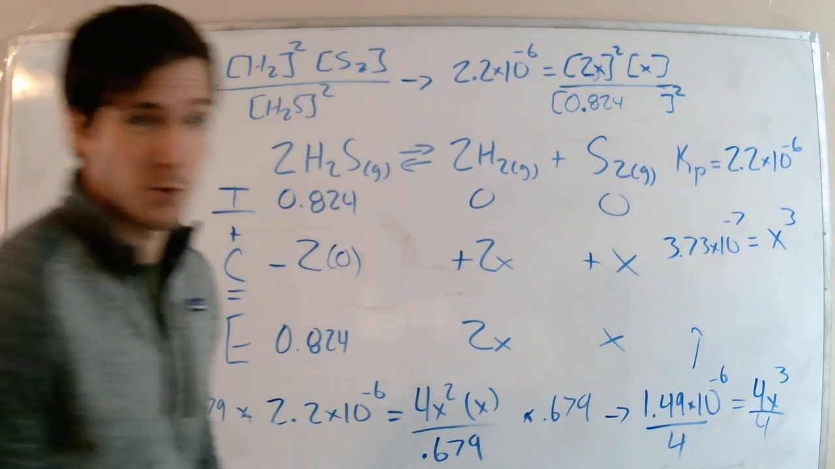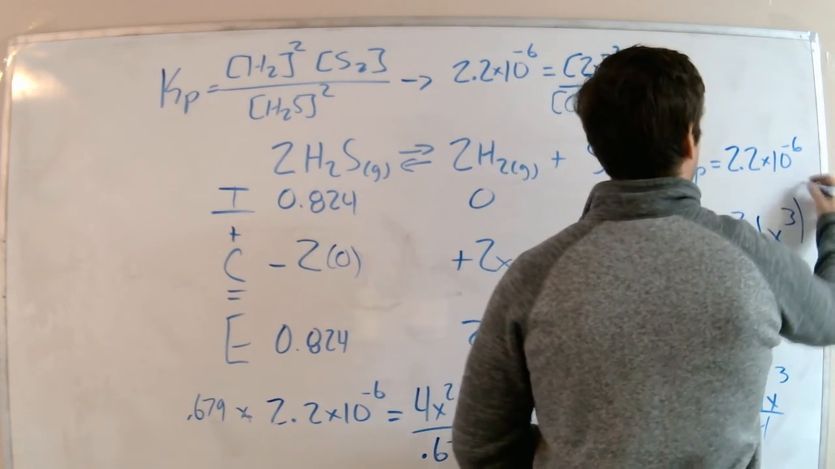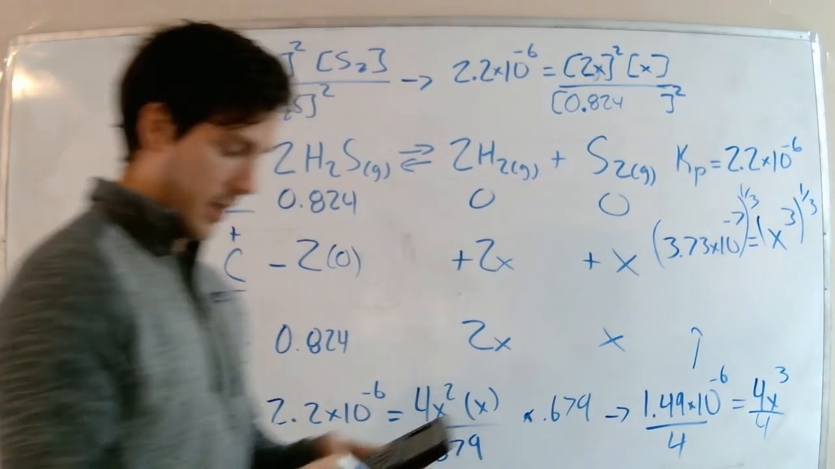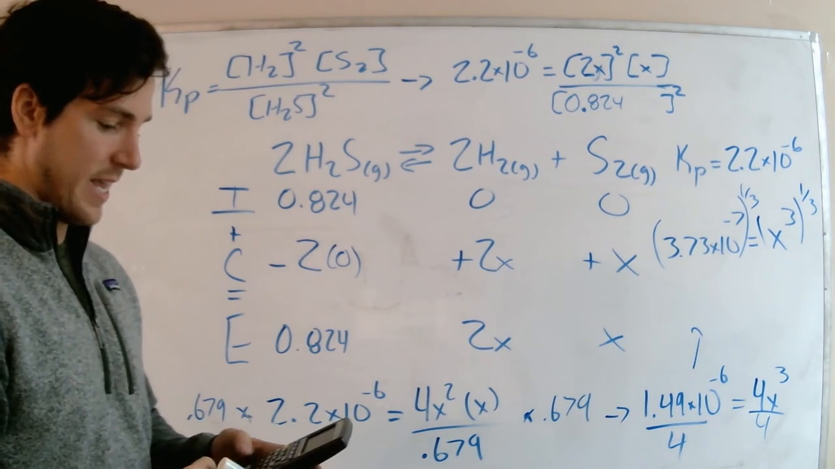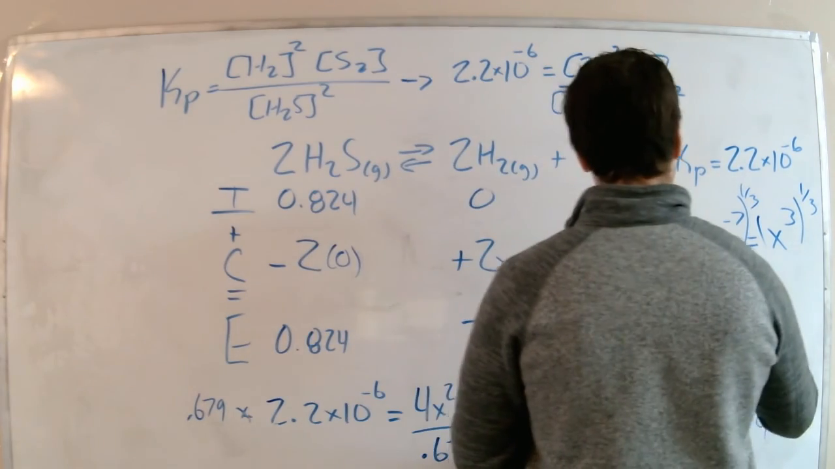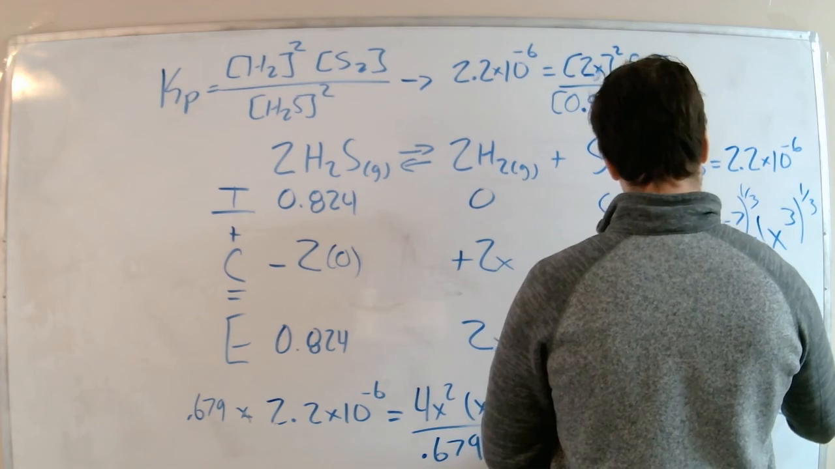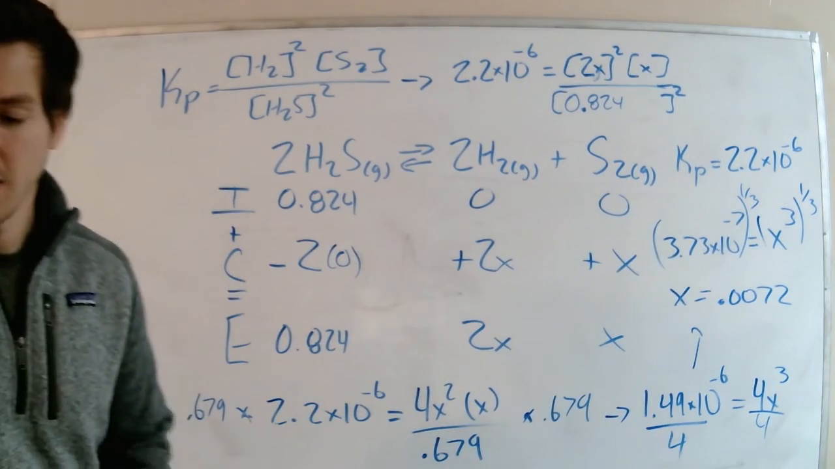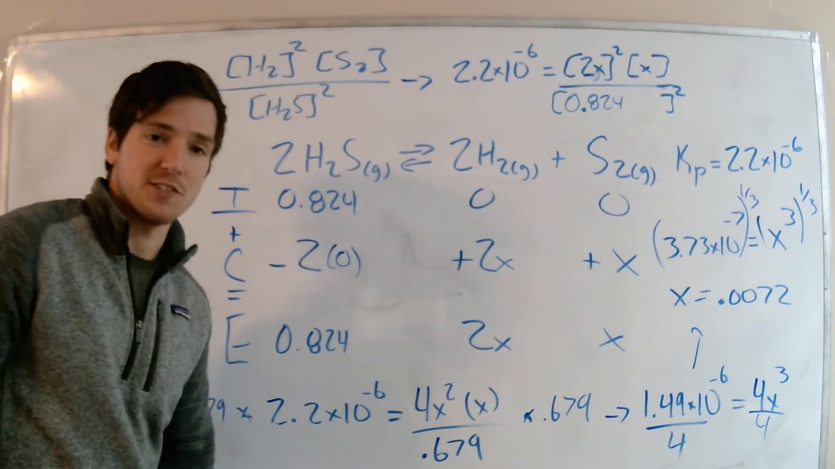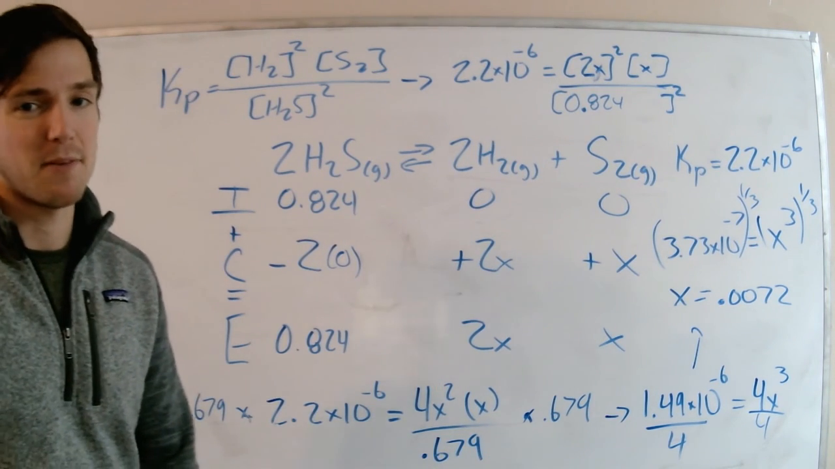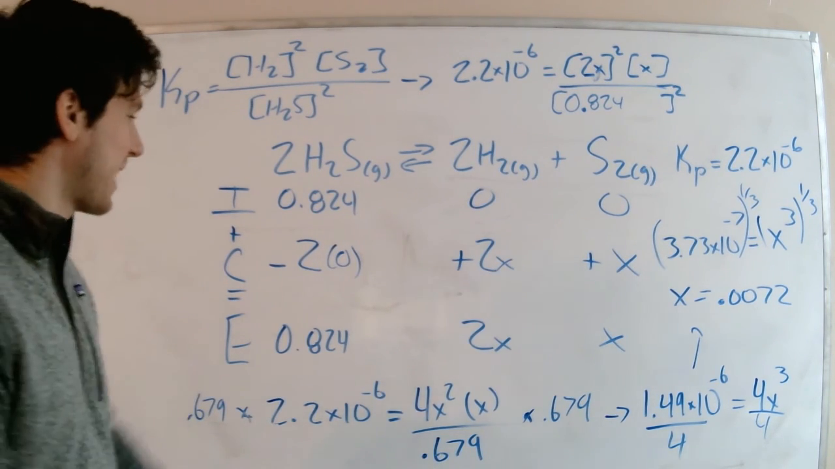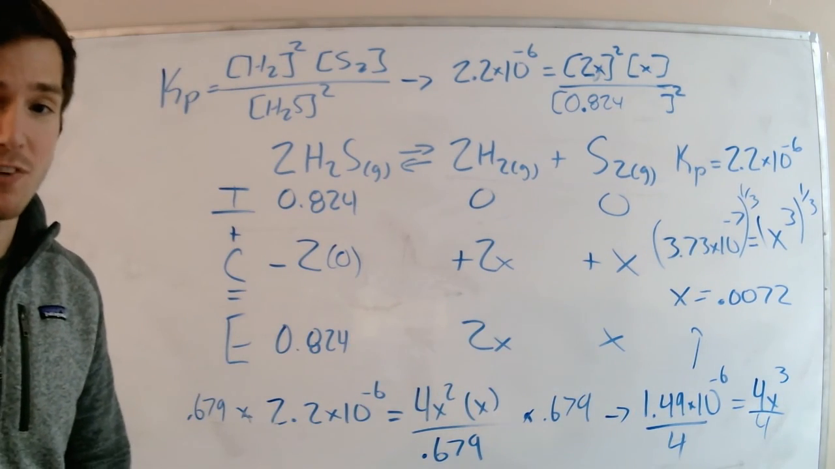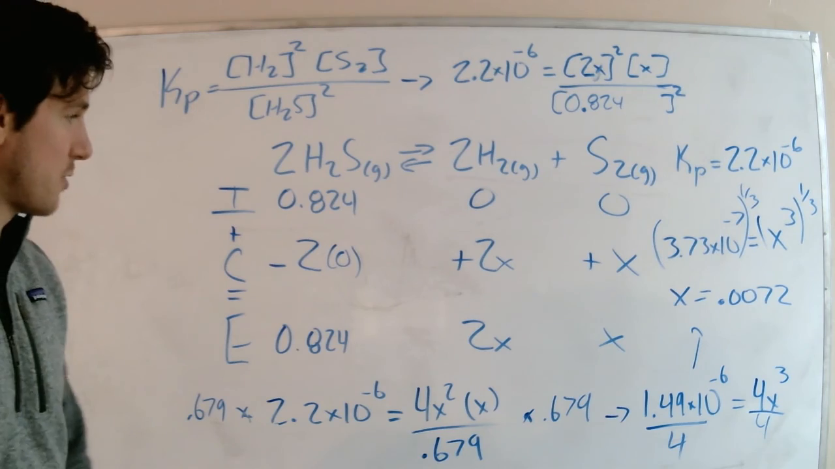And then I just cube root both sides, right? I go to the 1 divided by 3, and I will get x equals 0.0072. And you might say, okay, equilibrium concentration done. Not really. We've got to plug this into our equilibrium expressions and figure out our new concentrations.